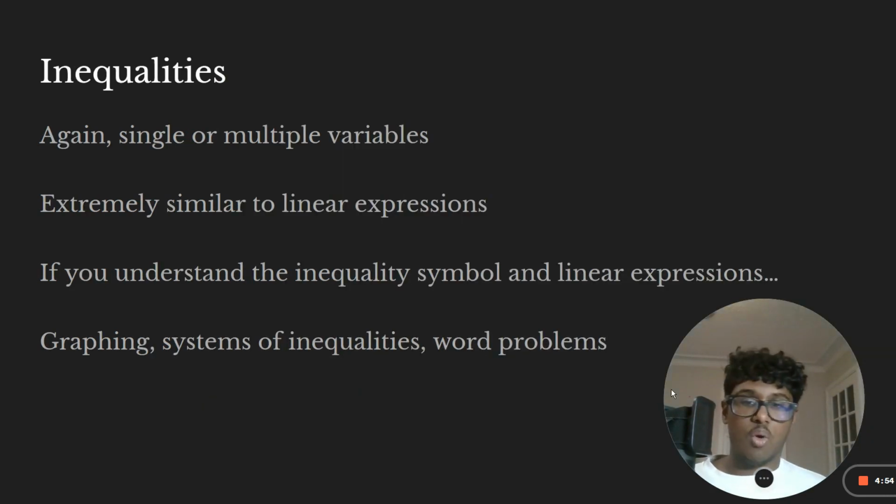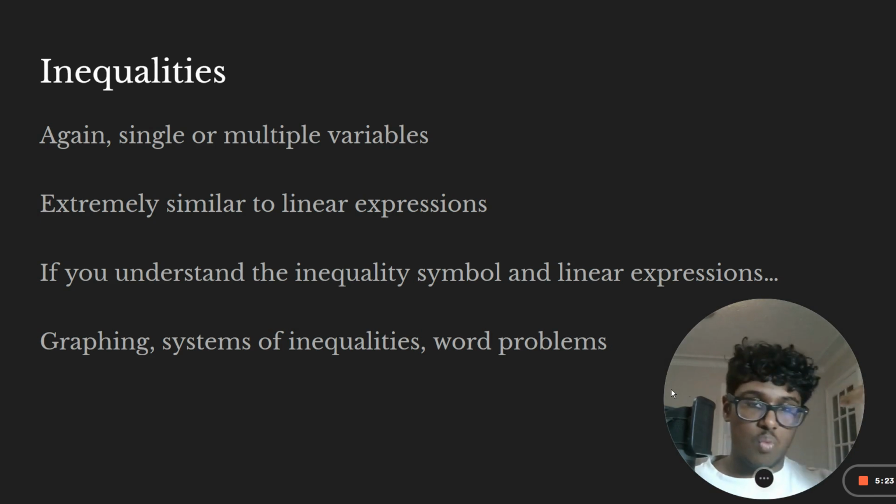Okay, so inequalities. Again, this is inequalities. If you understand linear expressions, you're going to understand inequalities. The only difference in inequalities is that instead of the equal sign you have the greater than or equal to, less than or equal to. If you understand what those mean, inequalities are just going to come to you, because you know the concept of how to solve all of these already.